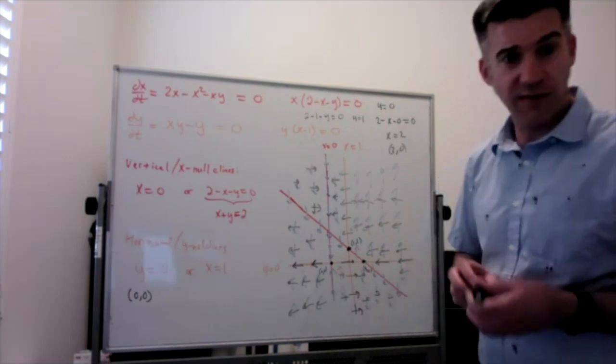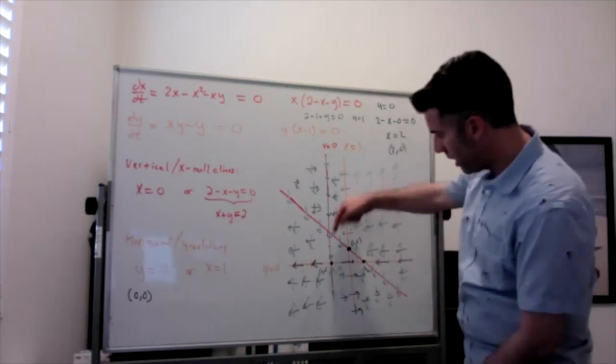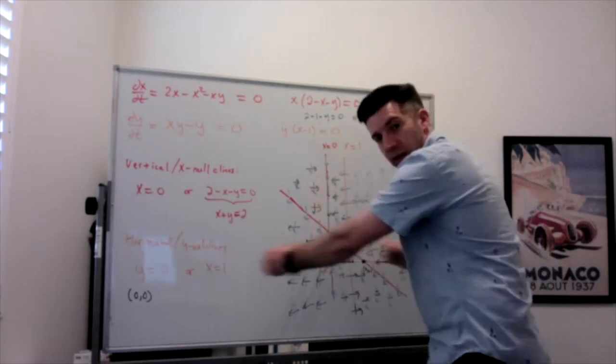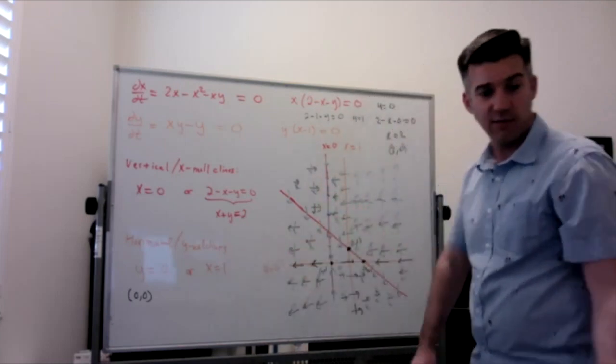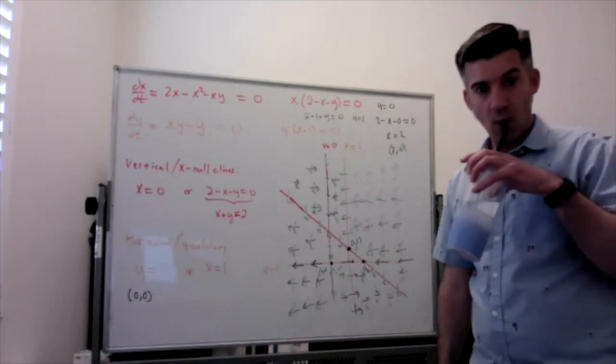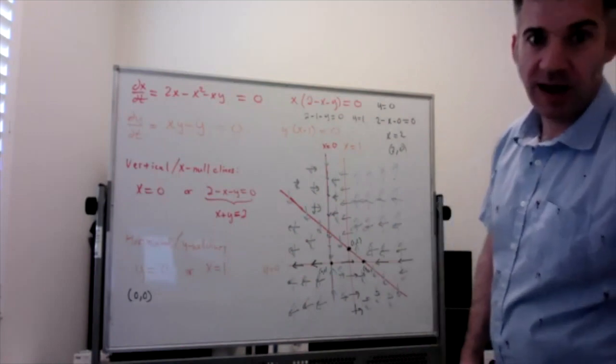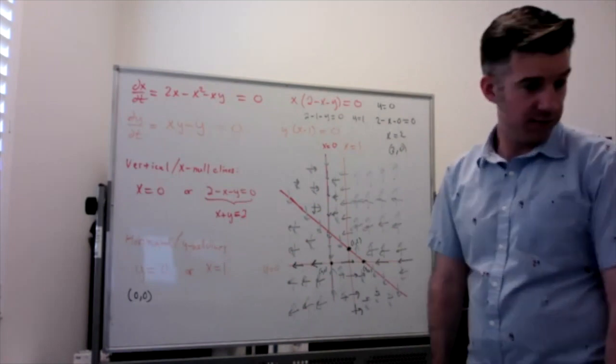All right, let's see if we can figure out what's going on. So just looking at what's happening at 0, 0, I've got things pointing in this way and out that way. What do you think we have? I would say we probably have a saddle.